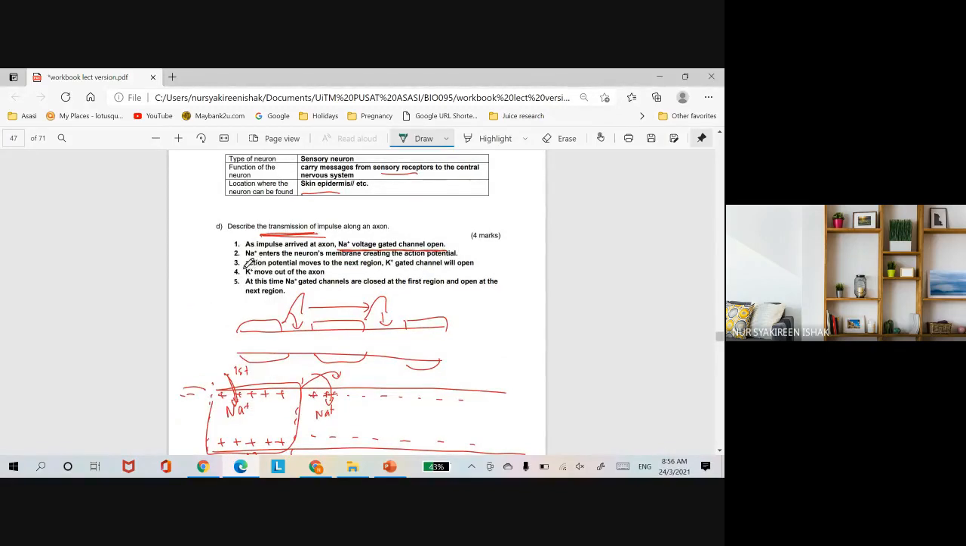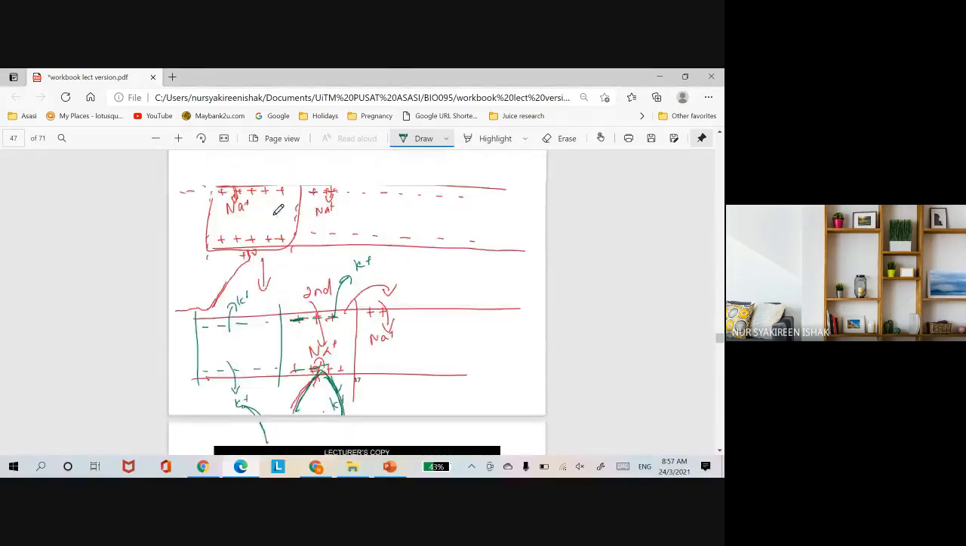Okay, so kalau kita tengok balik semula kat jawapan ni kan, so as an impulse arrive at axon, sodium voltage gated channel open. Okay, sodium enters into the neuron membrane creating action potential. Yang ni depolarization lah kan. So action potential move to the next region, causes potassium voltage gated channel to open. Yang ini adalah pada kawasan yang first region tu tadi, yang hasilkan action potential yang sebelumnya tu tadi. Okay, so potassium move out, causes repolarization. So at this time, sodium voltage gated channel are closed at the first region and open at the next region. So macam itulah.